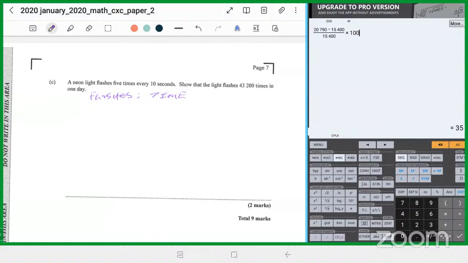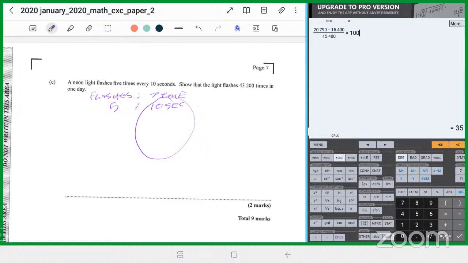I'm going to say, okay, it's 5 flashes to 10 seconds. I want my 10 seconds to become a minute. So I multiply it by 6 because I want to become 60 seconds. Remember in a ratio, you can multiply or divide a ratio by any constant value or any constant unit.